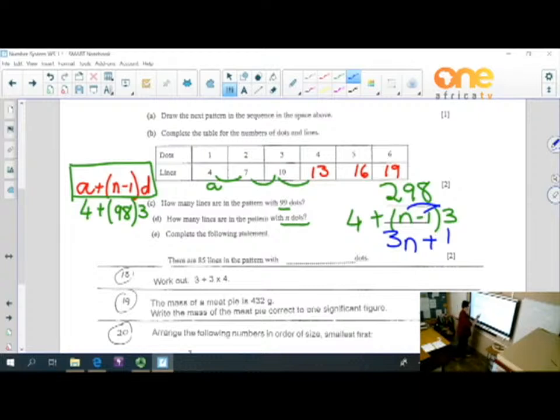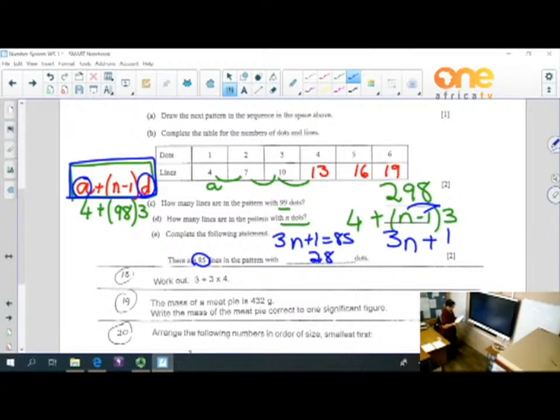And to find the last one, 85 lines, so now I can just equate this one to 85, so 3N plus 1 is equal to 85, and then I get that the number of dots is 28. Once you've got that formula, it's then very easy. Remember this one. A is the first term, D is the common difference. It will help you a lot.